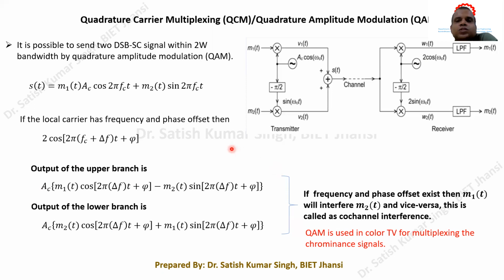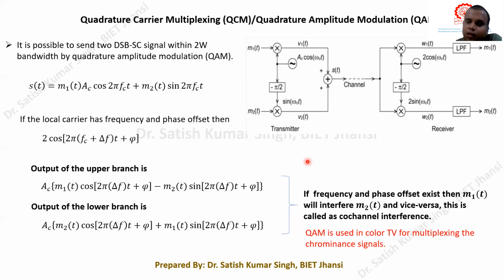Normally, QAM is used in TV signals, in which we use the chrominance signal of the TV to send at the receiver end. Chrominance signal is nothing but the color information of the television signal. So that is basically transmitted by using the QAM method, the Quadrature Amplitude Modulation scheme. So now, I hope you must have understood this topic: what is quadrature multiplexing.